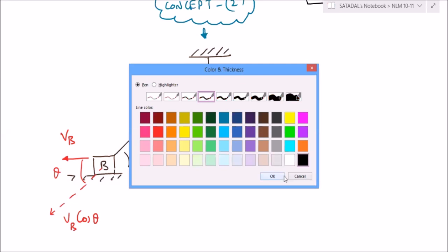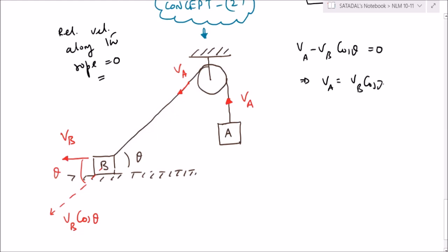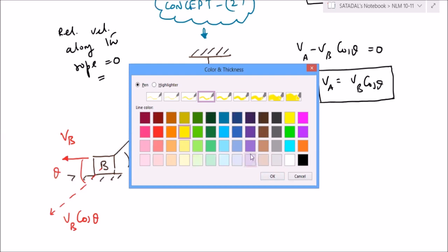Then what was the concept? Relative velocity along the rope is equal to 0. Correct? Okay, one line: VA minus VB cos theta is equal to 0. So VA is equal to VB cos theta. That's done. So that's the power of conceptual understanding.